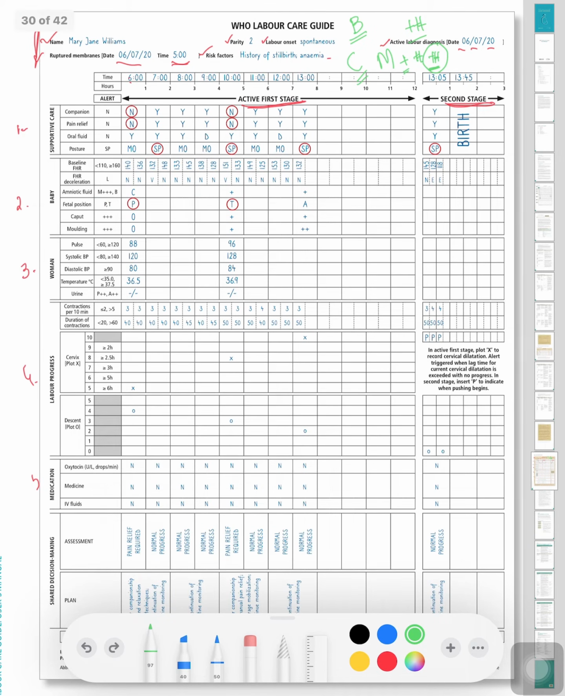Okay, so when she presented, her membranes had ruptured and the amniotic fluid was clear. So that is totally fine. You have to write a C. And then if it is totally fine, you have to check that after a few hours. When we checked after a few hours, it was plus at 10 o'clock. That means a small amount of meconium was present. And then after a few hours, at 1 o'clock, it was plus, that is a small amount of meconium was present. That was amniotic fluid.